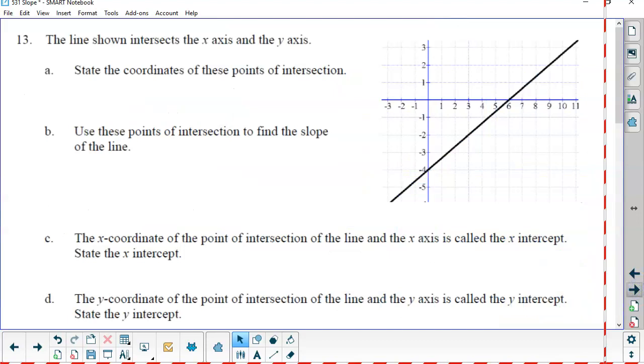I'm going to talk about x and y intercepts. So there's a line. Really we should have arrows on the end of that. It intersects the x-axis here and the y-axis here. State the coordinates of these points. You can just label them right on your graph. The coordinates there: 0 for x, negative 4 for y. Here, 6 for x, 0 for y.